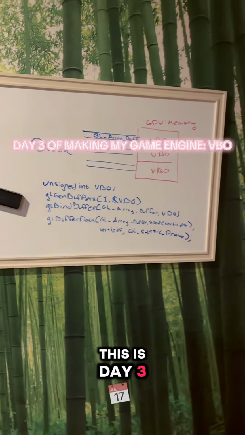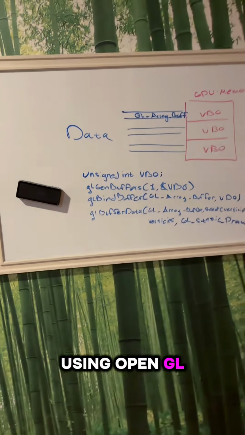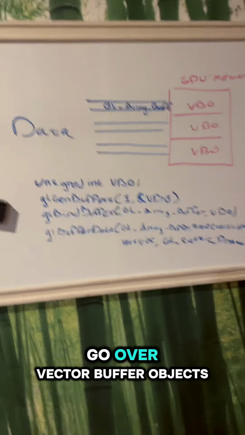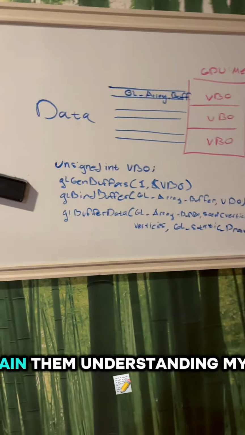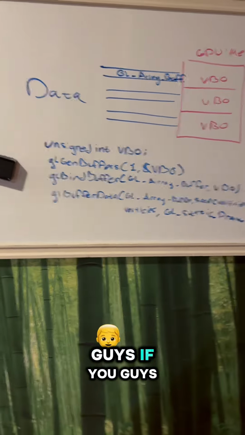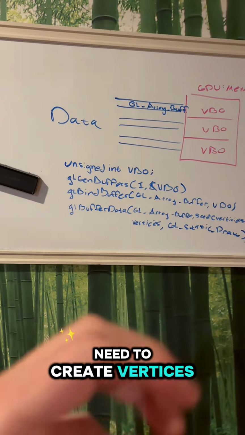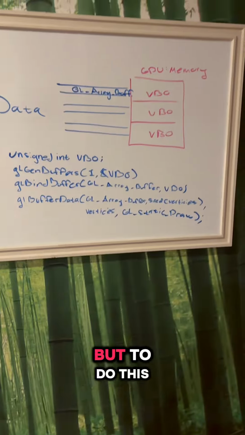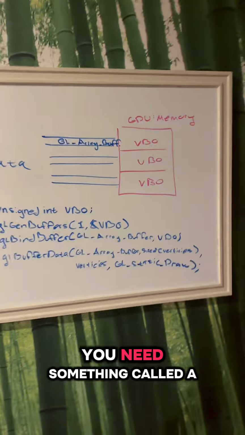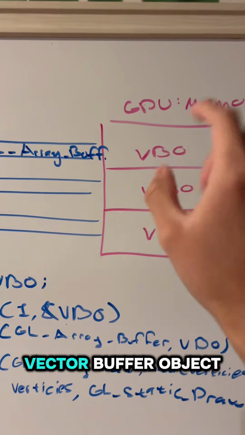Hey guys, this is day 3 of making my game engine using OpenGL, and I wanted to go over vertex buffer objects just so I could explain them, understand it myself, and then show you guys if you needed help understanding it. So basically what happens is you need to create vertices to display them on the screen. To do this and send it to the GPU, you need something called a vertex buffer object.